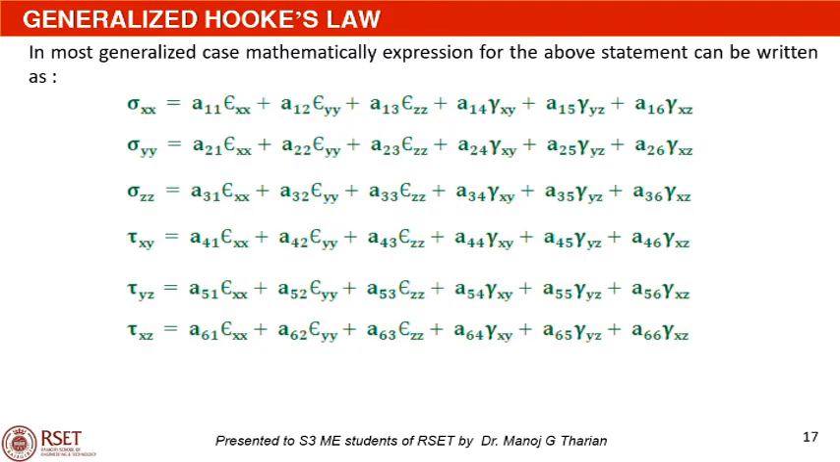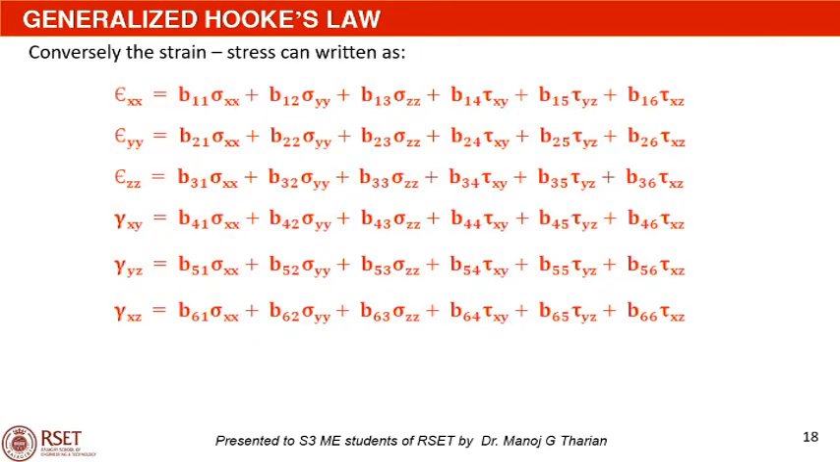In the most generalized case, the mathematical expressions which connect the stress to the strain at a point are given here, where A11, A12, etc. are the proportionality constants. Conversely, the expressions which connect the strain at a point to the stress components are shown here. Again, B11, B12 are the proportionality constants or elastic constants.